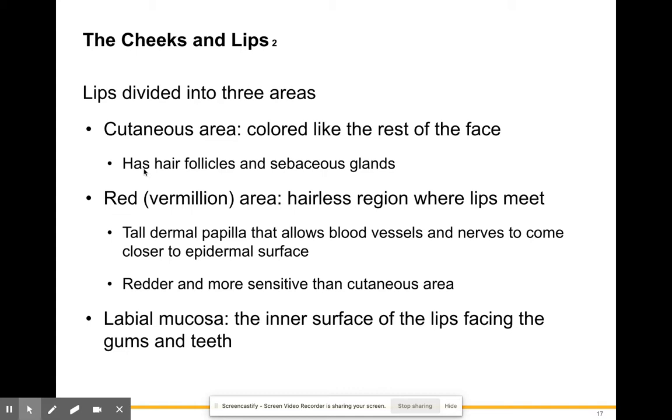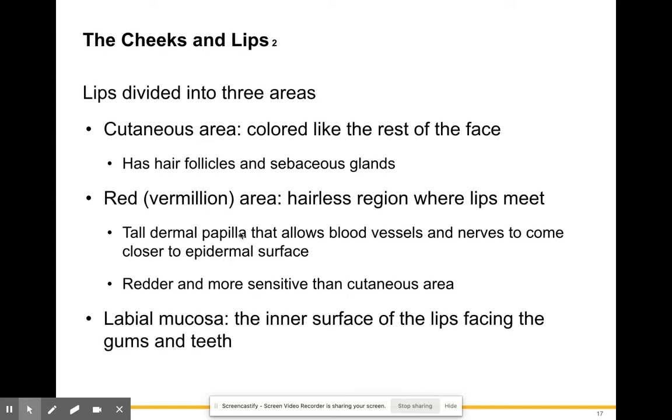Then we have the area that everyone thinks about when they think of lips. It's the vermilion area. Okay, vermilion is the name of a color, or maybe the color is the name of the lips, whatever came first. But that is the red portion of your lips. That's the part that you kiss somebody with. It's hairless. It's the region where your lips meet.